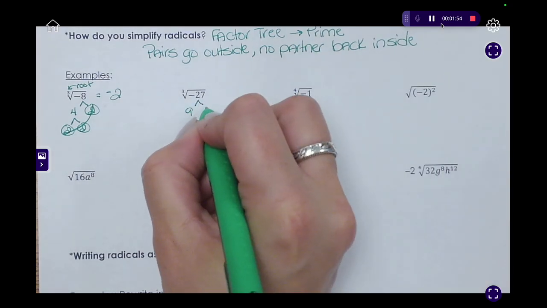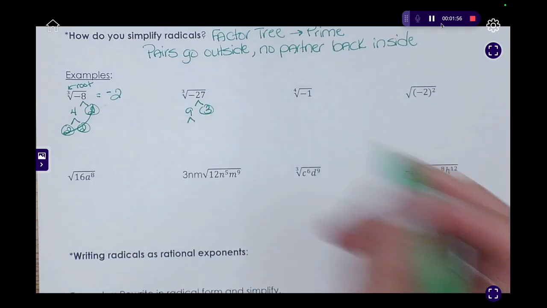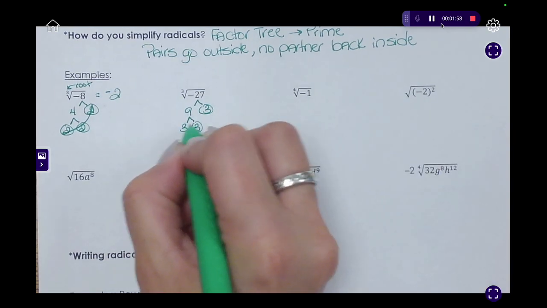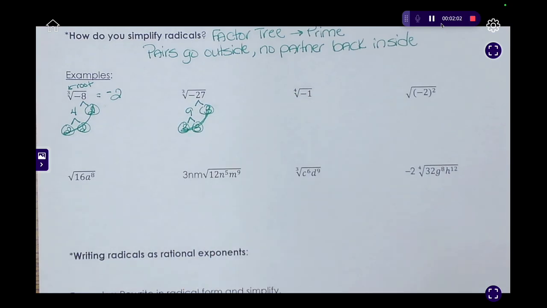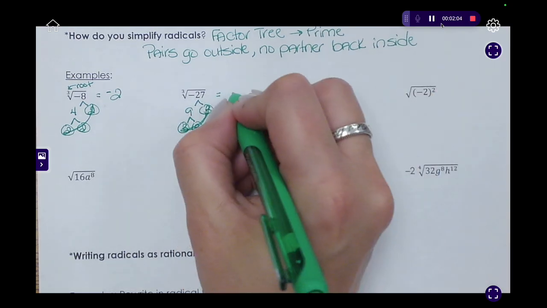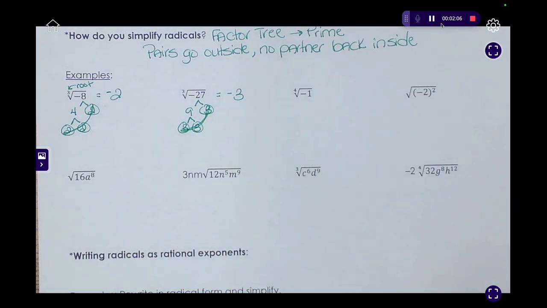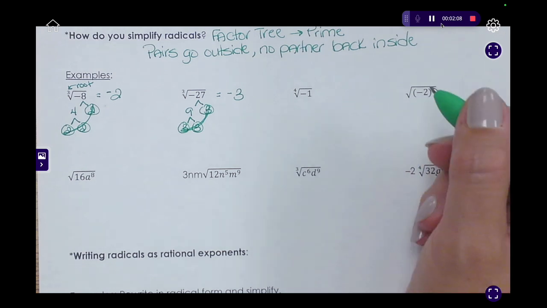Okay, same thing right here. If I break down 27, I can break it down into 9 and 3, and then 3 and 3. So it's still a cubed root. I have that set of 3 that I can take out, and again, it's a negative, so that would just be a -3. Okay?